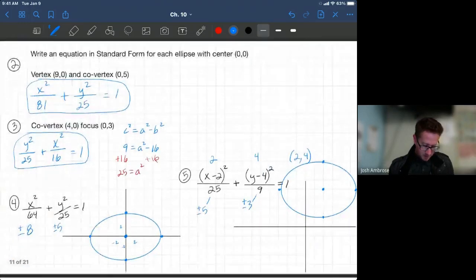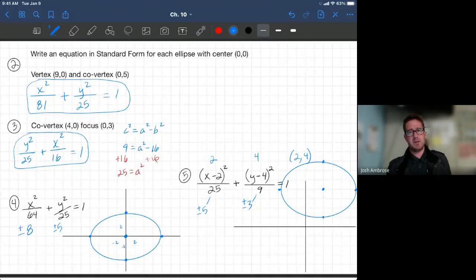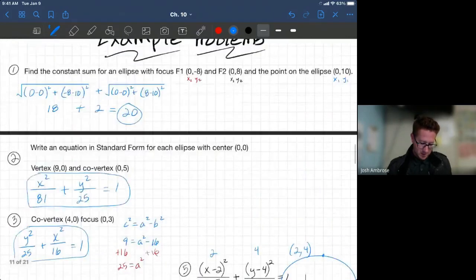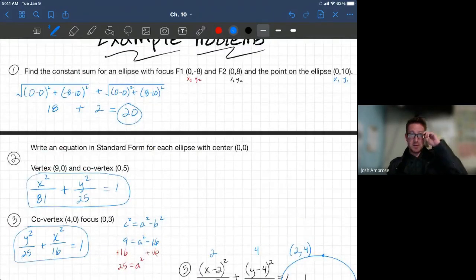All right, so let's go ahead and zoom out. There are example problems 2 through 5, all right, worked out right there for you. And then right there, example problem 1 works out there for you. This is section 3, okay?